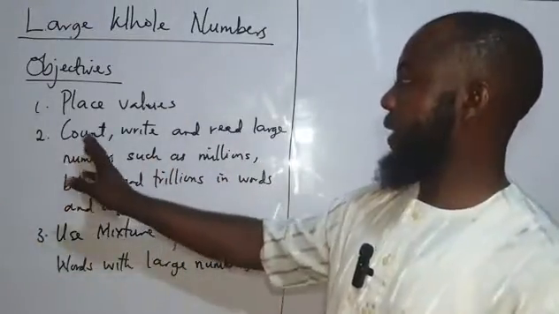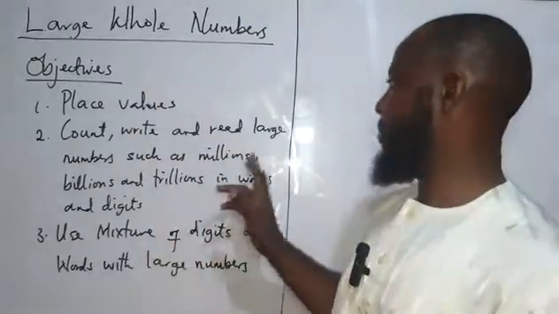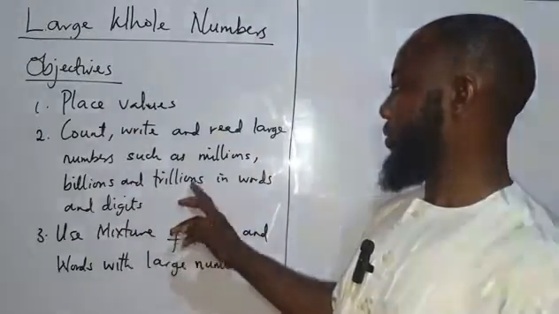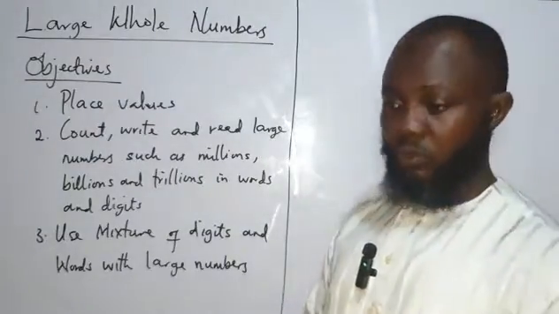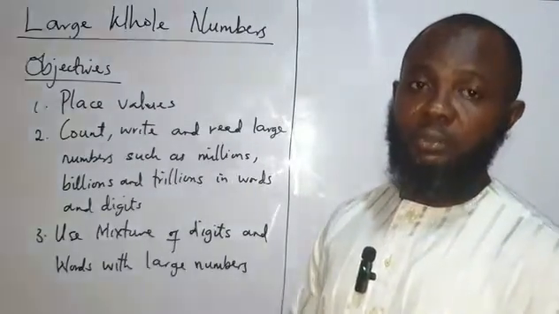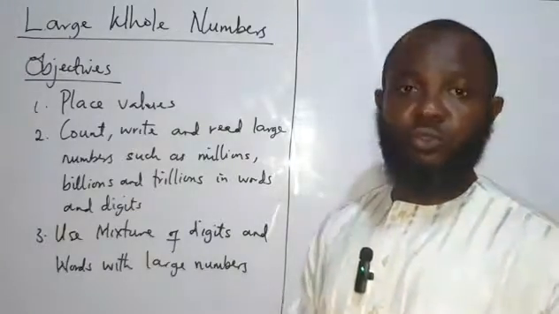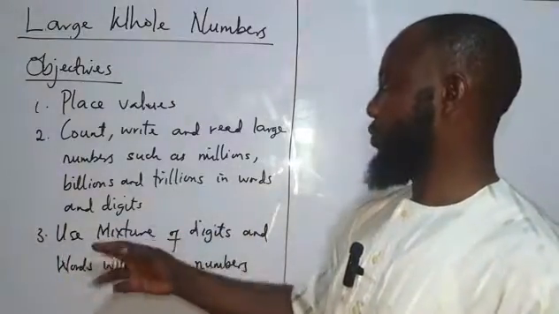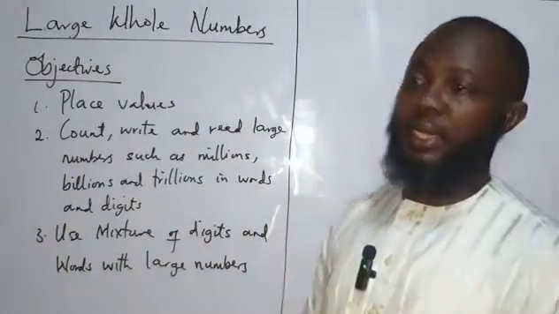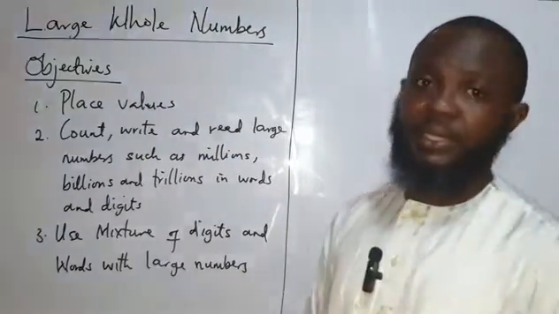Then we look at how to count, write, and read large numbers such as millions, billions, trillions in words and digits. That is how you can count them when they are written in words, how you can read them, and how you can convert them from words to figures or from figures to words. Then the last part will be how to use a mixture of digits and words to write large numbers. So we're going to look at that.